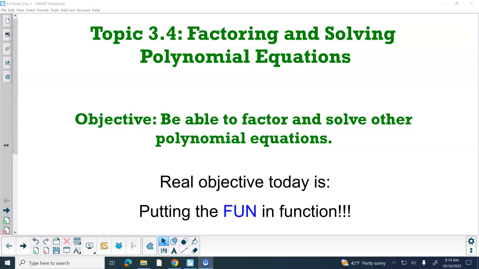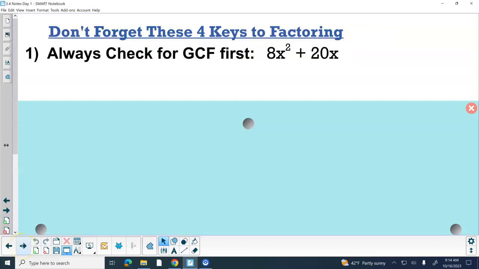Okay. Let's put the fun in function today. All right, here we go. So today we're going to learn, or I shouldn't say learn, learn is a bad choice. We're going to refresh. Refresh I like better. Four ways to factor.